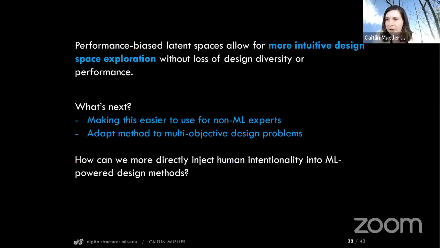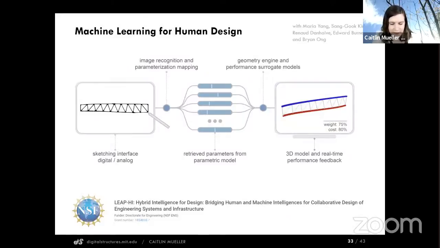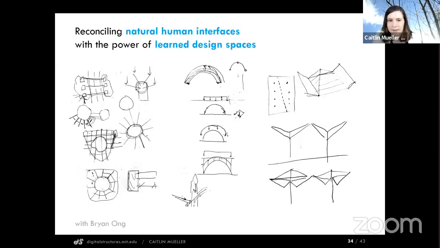And so finally, I wanted to talk about a last research direction, which is also about interfaces and the human design process. How do we inject human intentionality into these processes even more? And so this is an ongoing project funded by the National Science Foundation that we sometimes call Machine Learning for Human Design. And it relates to the idea of the sketch as one of the most powerful analog design methods that persists today.